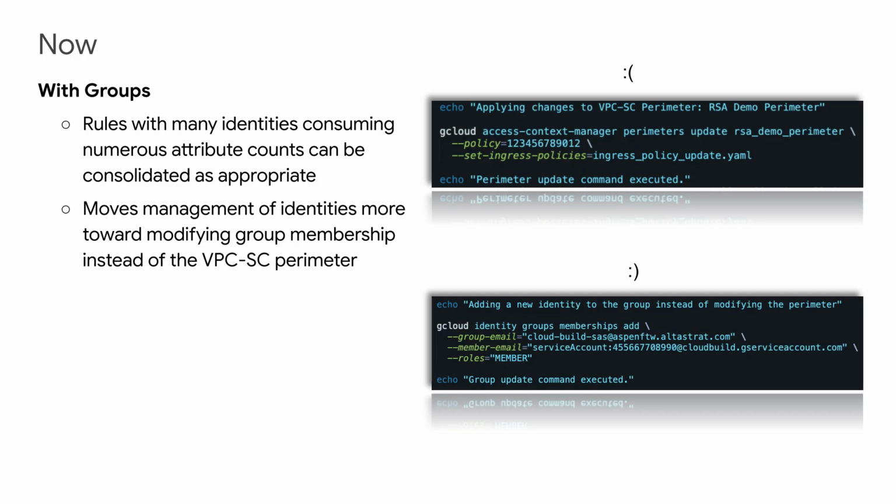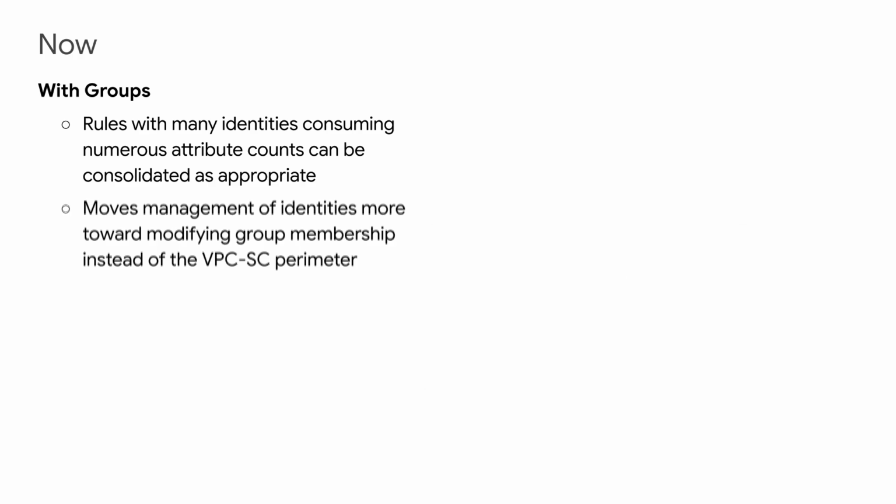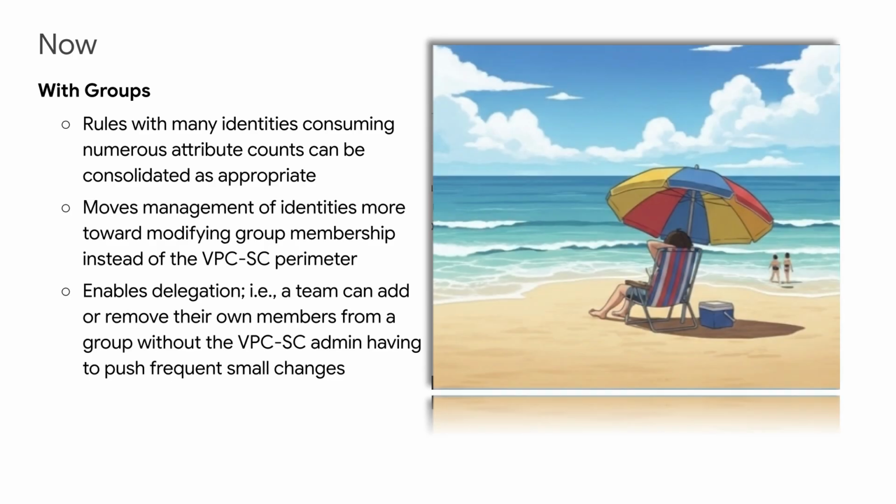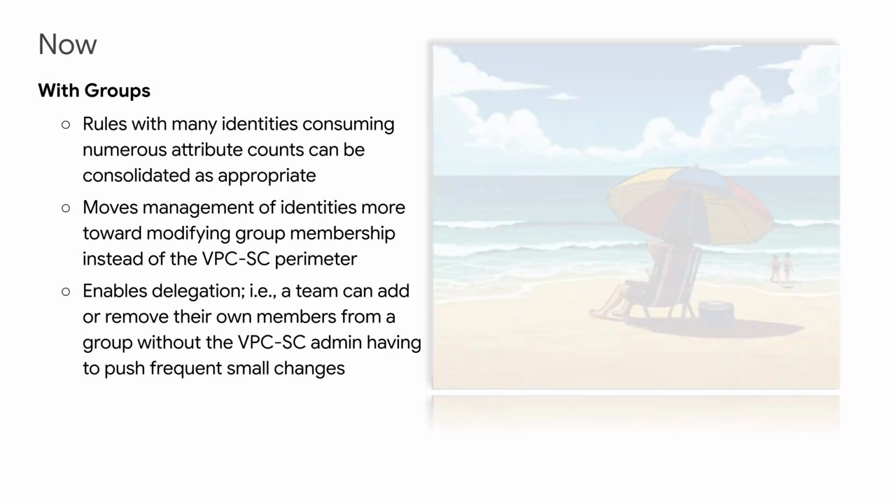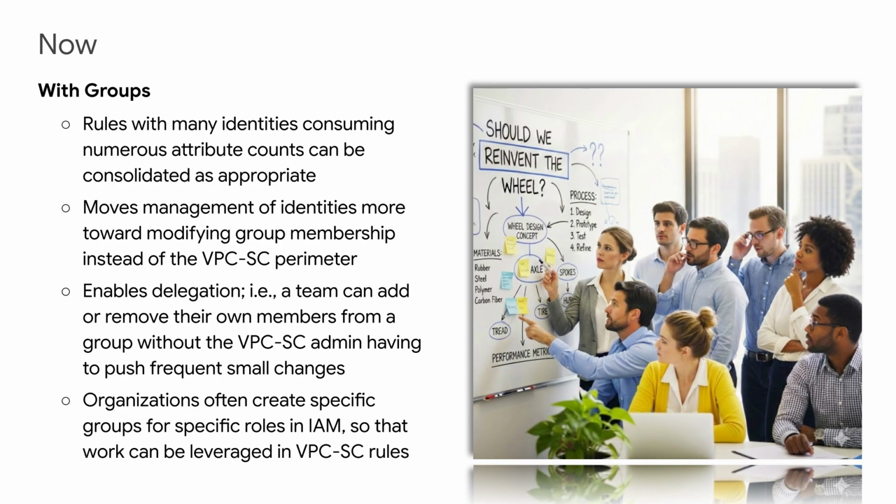This also lets you move toward managing group membership separately from managing the VPC-SE perimeter, meaning it lets you delegate. So teams can add and remove their own members from their own groups without the VPC-SE admin having to be involved for every minute personnel change. And finally, organizations often already create specific groups for specific roles in IAM. So that work can be leveraged in VPC-SE without reinventing the wheel.